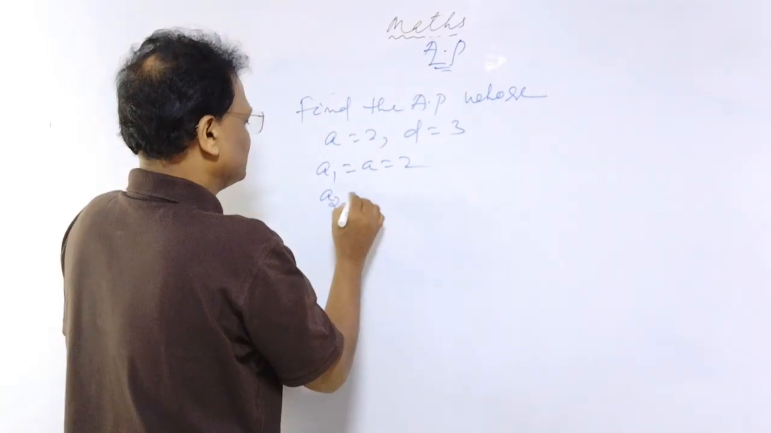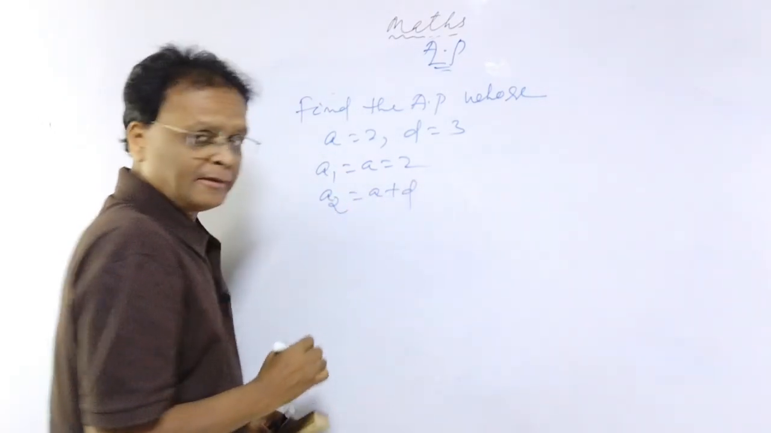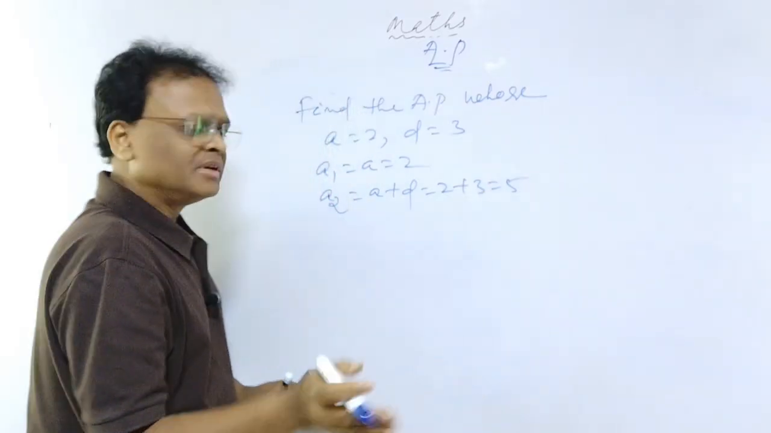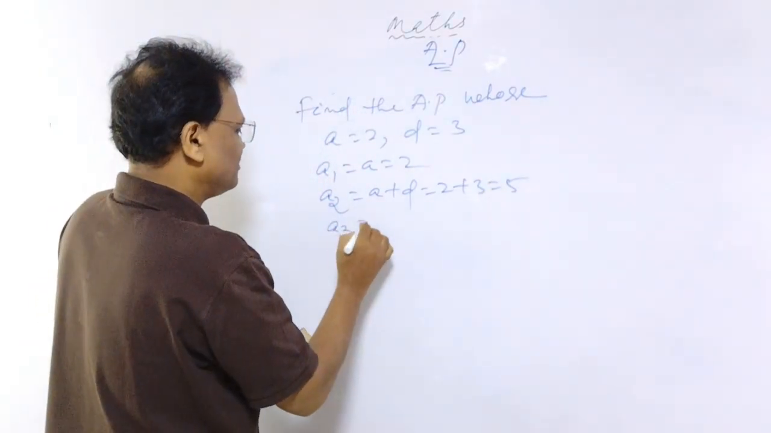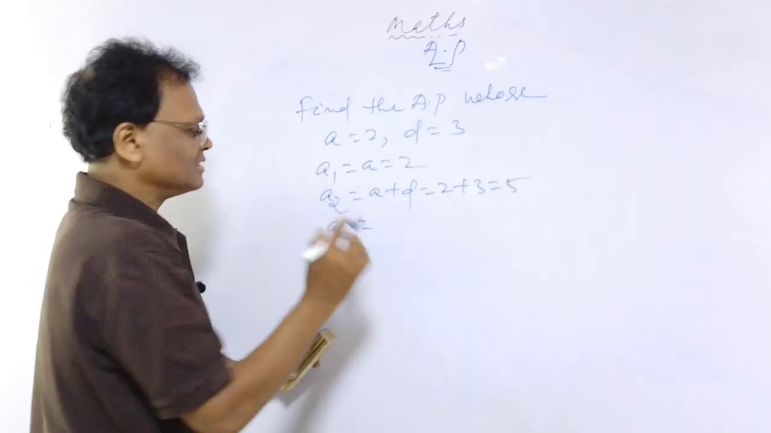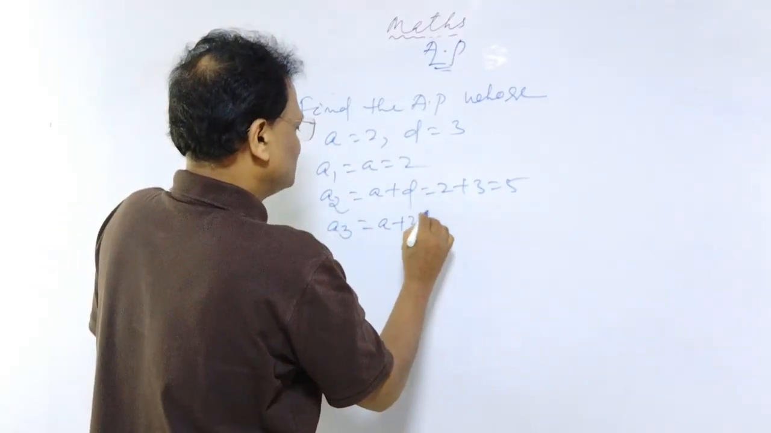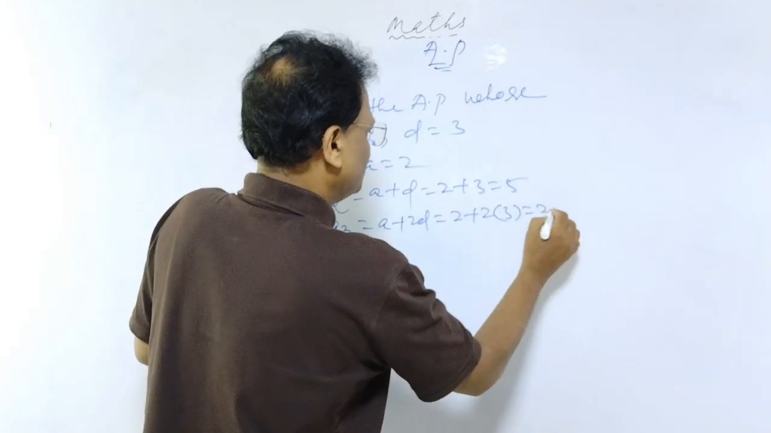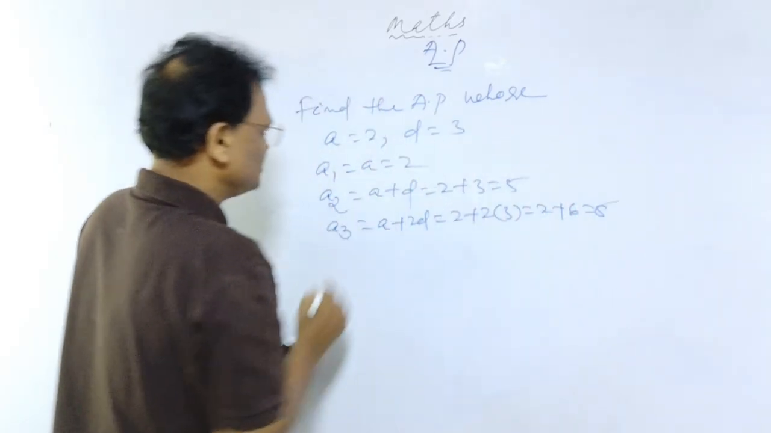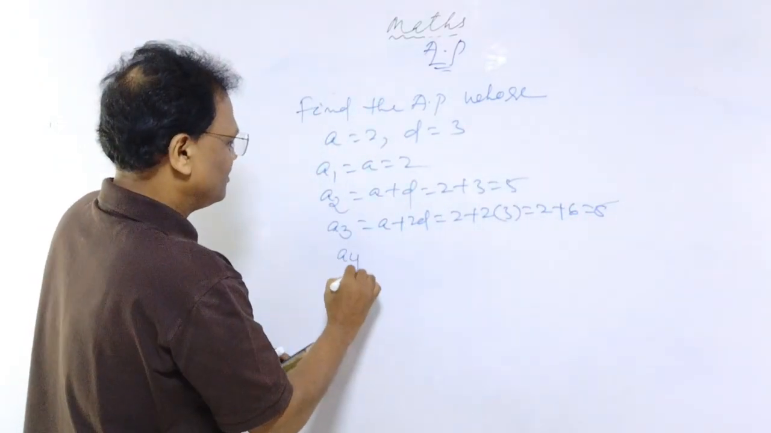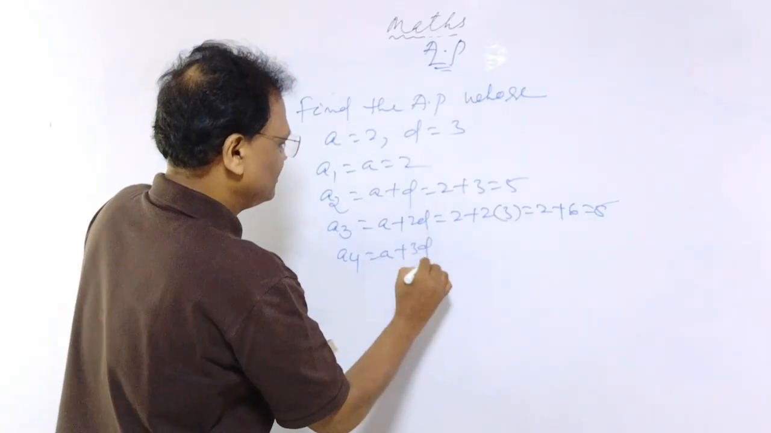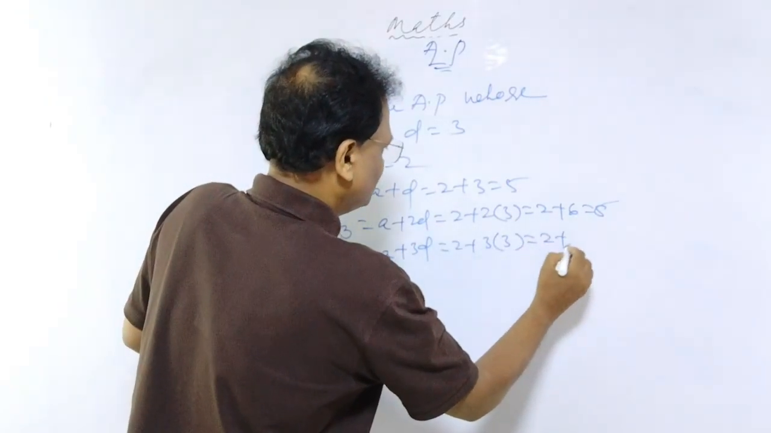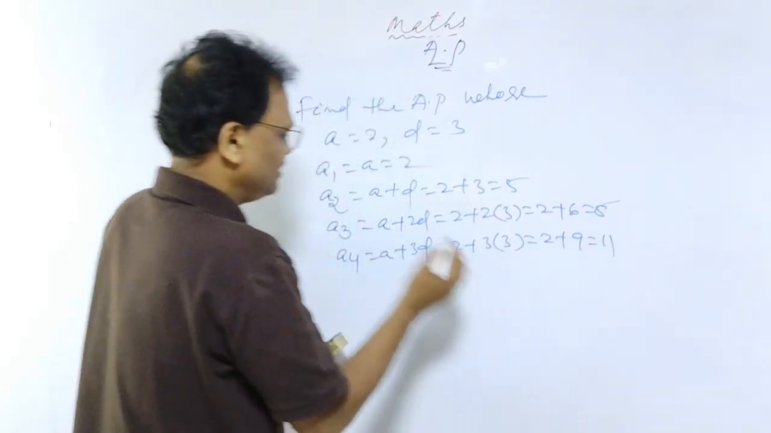Now the second term formula is a plus d. What is your a? a is 2, d is 3, so the second term is 5. Now for the third term, put the formula, get the answer. a plus 2d is 2 plus 2 into 3, that is 2 plus 6, that is 8. a4 is a plus 3d, that is 2 plus 3 into 3, 2 plus 9, that is 11.